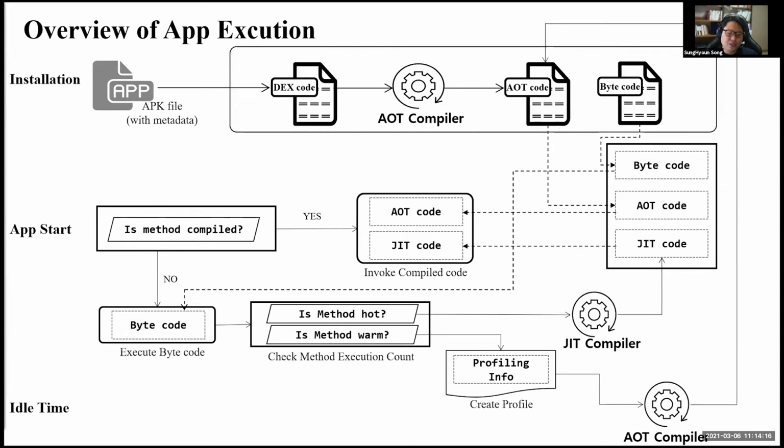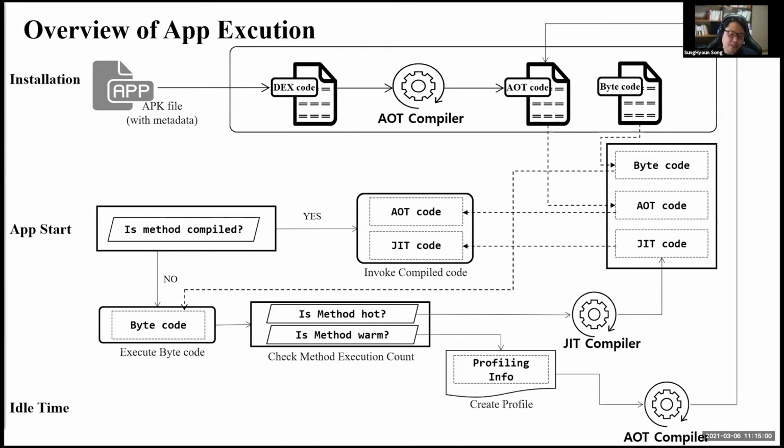While you are not using the phone, say charging overnight, the service compiles the warm methods using the AOT compiler and saves them in a file as AOT code. Next time, the method will be executed right away as AOT code from the beginning. And if the counter keeps increasing and it finally becomes hot, the method is compiled in real time by the JIT compiler and stored in memory as code cache. Then the code loaded in memory is executed as soon as the function is called.